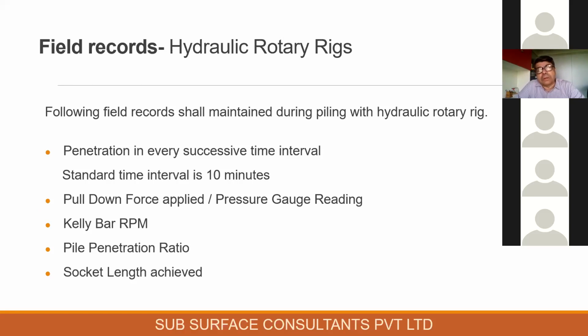When you are carrying out the work, the main circular bar which goes down and to which the auger is attached is called the Kelly. The Kelly bar is rotating. The number of rotations of the Kelly bar varies from as many as 30 when working in the free, no load condition, down to 9 to 10 RPM when fully loaded. So the Kelly bar RPM has to be recorded. Why it is to be recorded I will explain in the next slide. Then we have to calculate the pile penetration ratio, and finally with that, what socket length we have achieved.